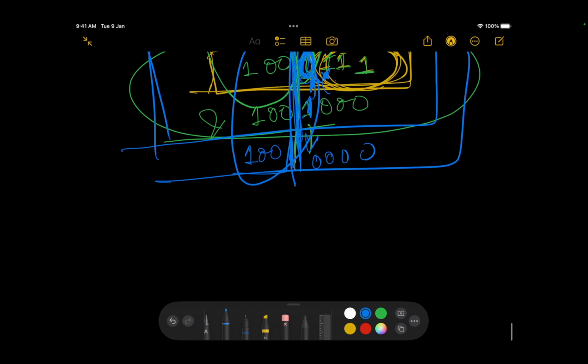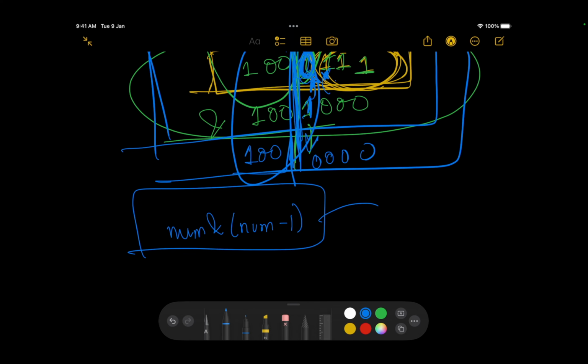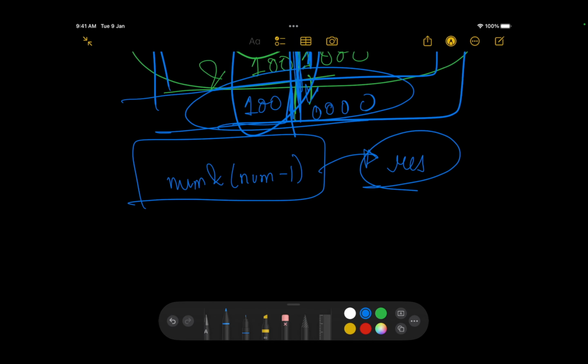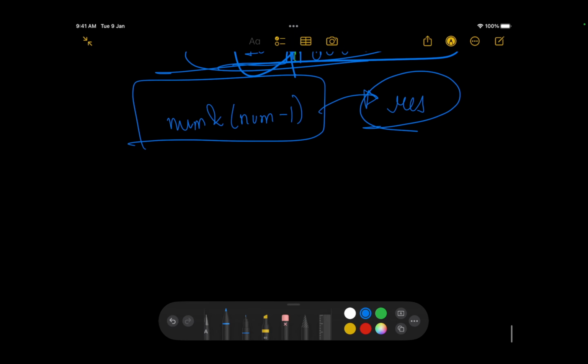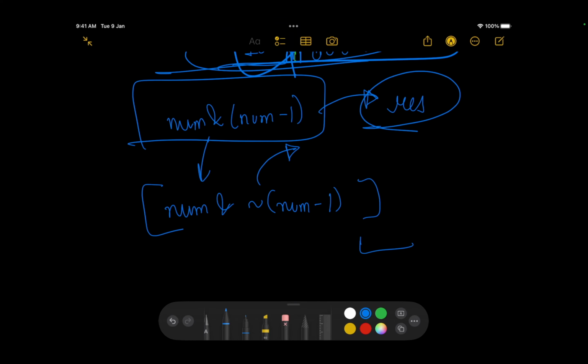So yeah, when you do a num AND num minus 1, then essentially it leads to a result wherein all the bits from your LSB to the very right are all unset to zeros. I hope that's clear. Now there's another one related to it. So if I say num AND tilde of num minus 1, so this is a tilde sign. If I do this, in that case, you'll get an answer wherein only the LSB would be present.